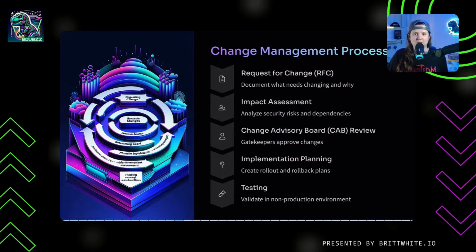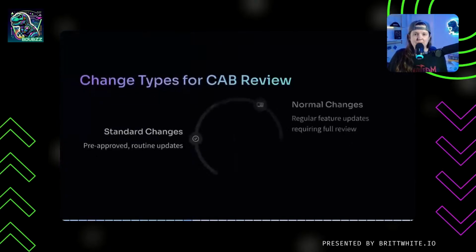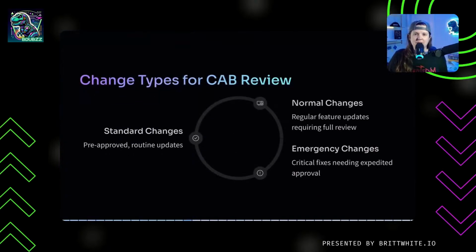Next is the impact assessment, where we analyze thoroughly. We examine security risks, system dependencies, and potential effects on business operations. Never skip this step. It's your early warning system. Then we have our Change Advisory Board, or CAB review. These gatekeepers review changes based on type. Standard changes are the pre-approved routine updates. Normal changes might be regular feature updates requiring full review. And then emergency changes are critical fixes needing expedited approval, like zero-day vulnerabilities.